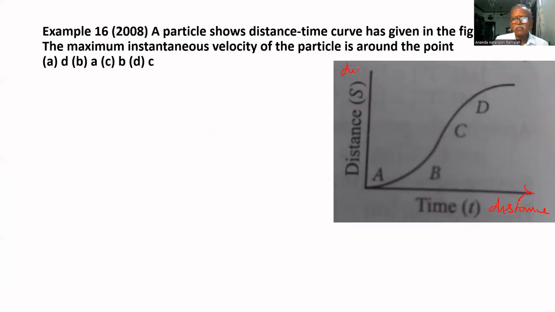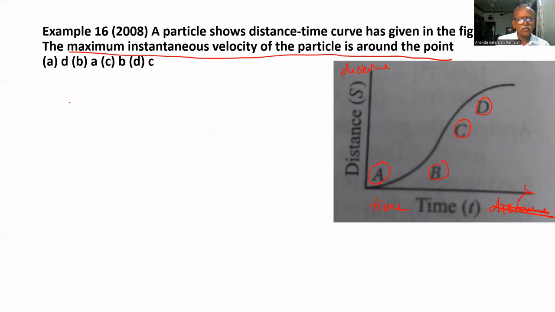Y-axis is distance, x-axis is time. The distance-time curve is given in the figure. The maximum instantaneous velocity of the particle is around the point A, B, C, D. Four points are given. At which point the velocity is maximum is asked.